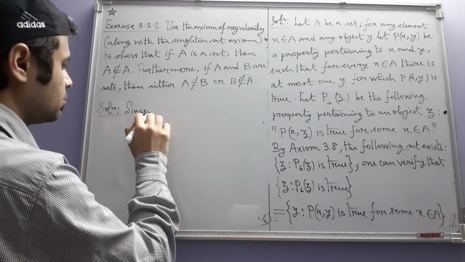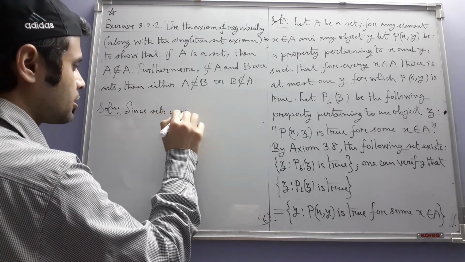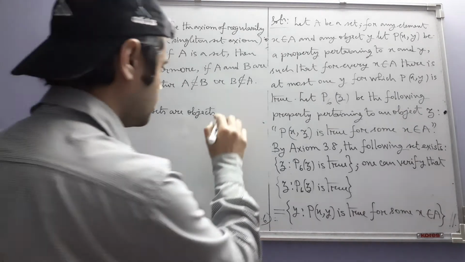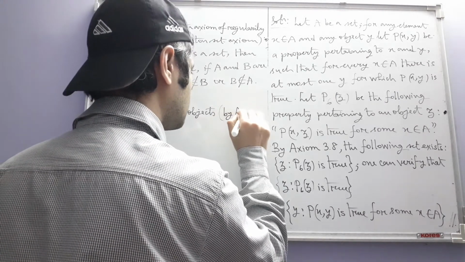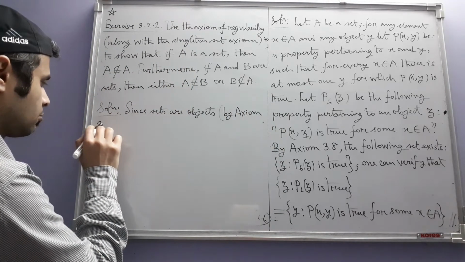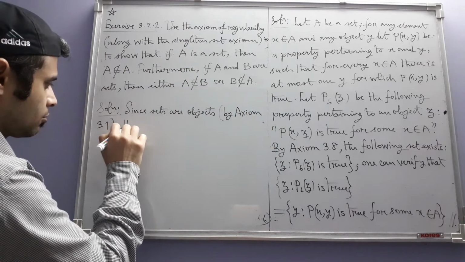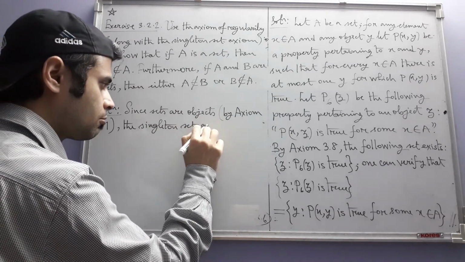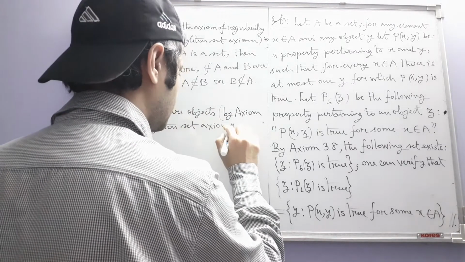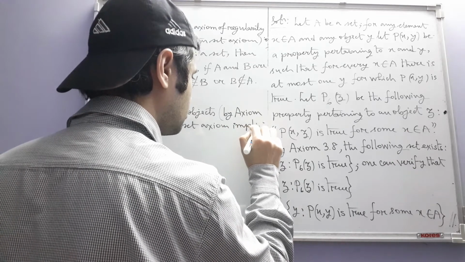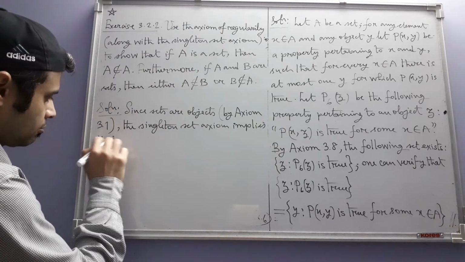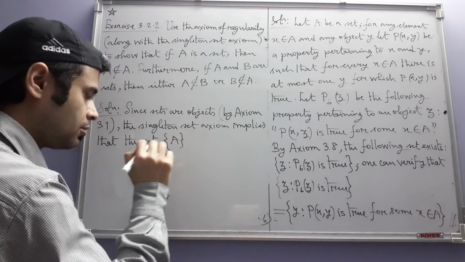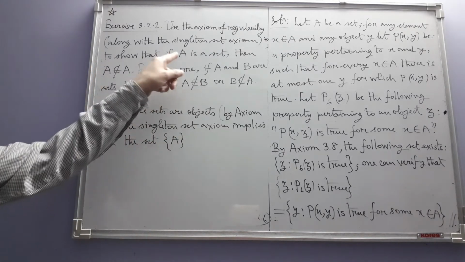Since sets are objects, that is the first axiom, the singleton set axiom implies that the set consisting of this only element, which is the set A, exists.